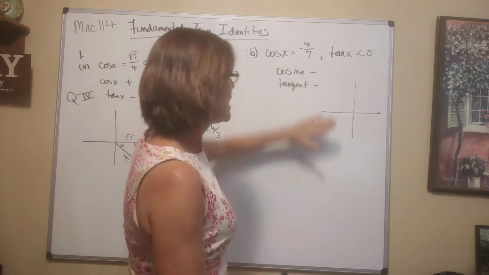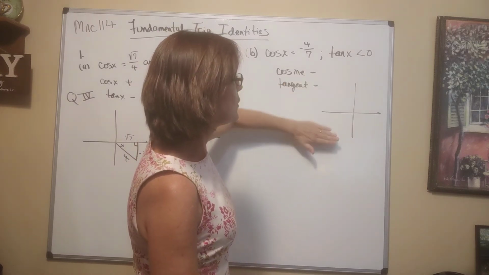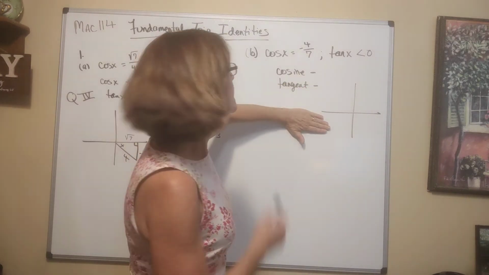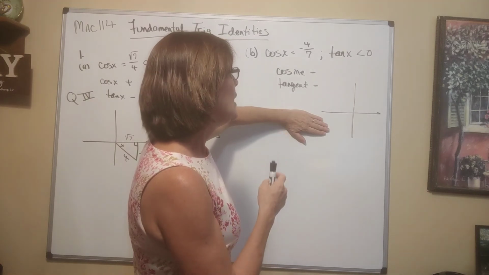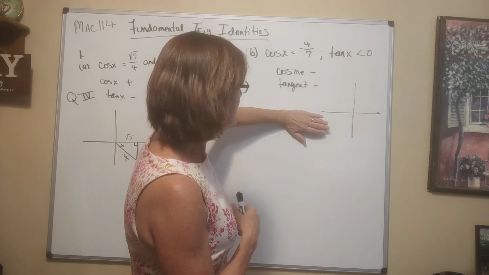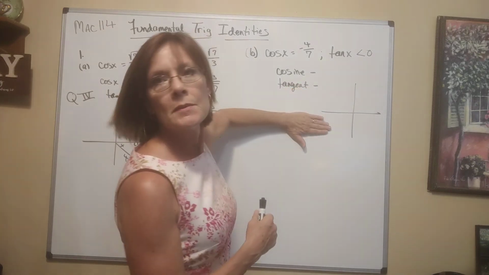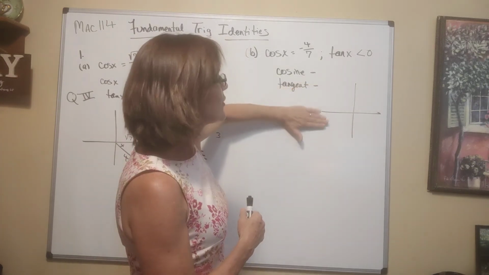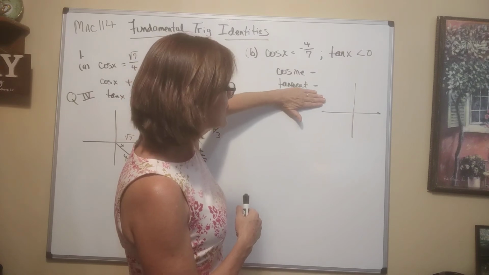What quadrant are we in if the cosine is negative and the tangent is also negative? Well, the cosine is negative in quadrant 2 or quadrant 4. Where's the tangent negative? Well, the tangent is positive in quadrant 3. What did I say, 2 or 4? 2 or 3 is what I meant to say, sorry. 2 or 3 is where the cosine is negative.